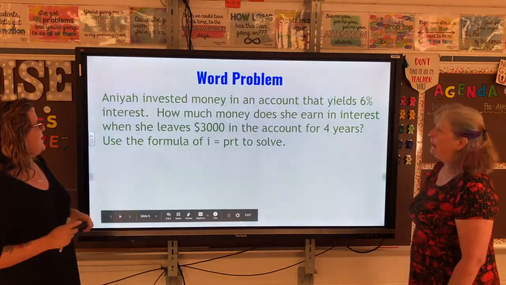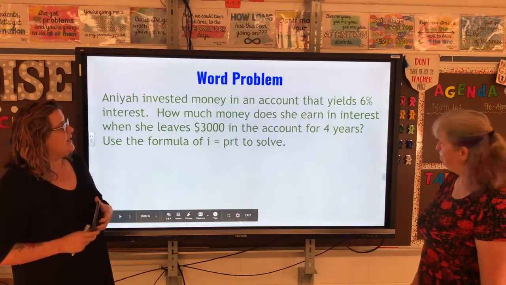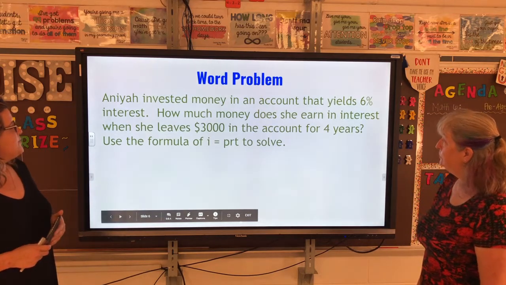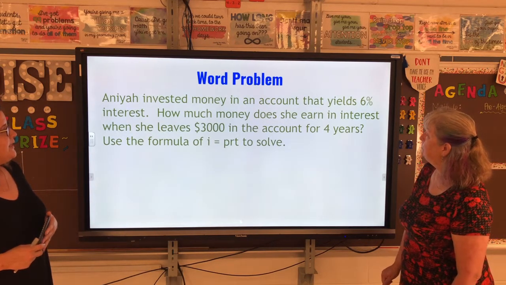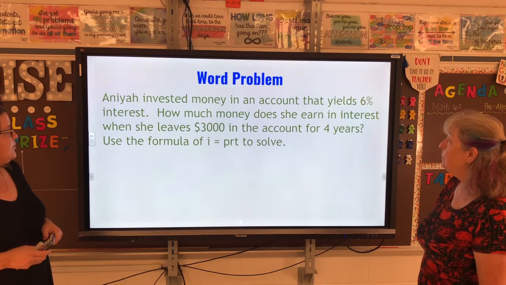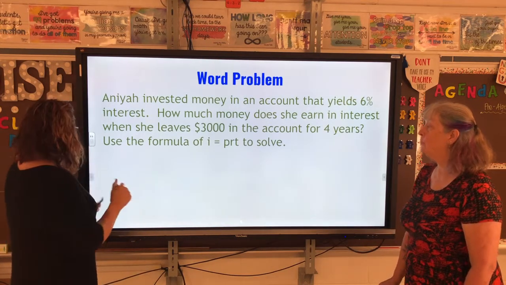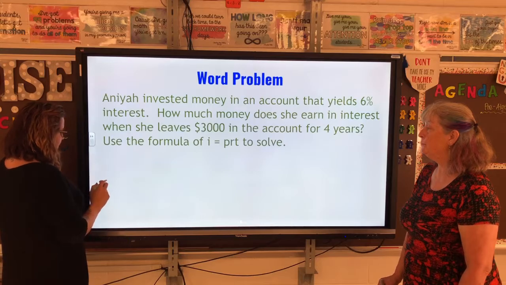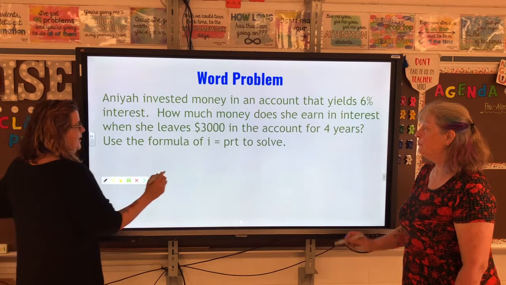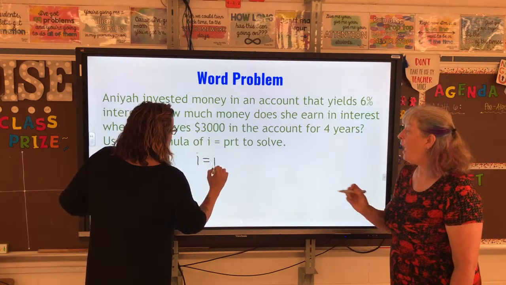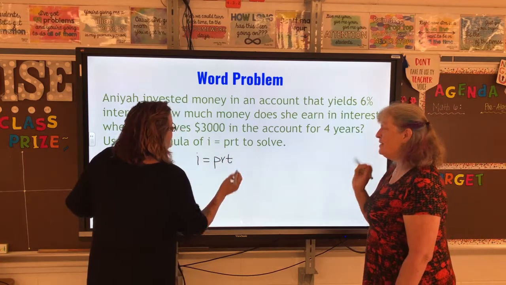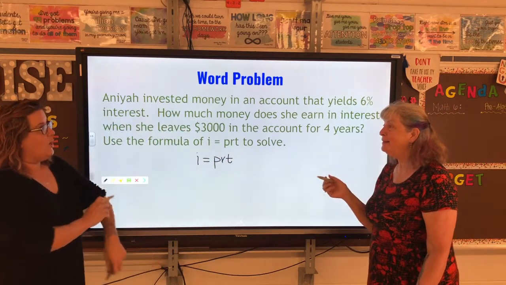Let's do another one. It says Anaya invested money in an account that yields 6% interest. How much money does she earn in interest when she leaves $3,000 in the account for 4 years? So again, I'm going to go back to that formula. It's always going to be I equals P. I was just about to ask, is it always that same formula? It is always, right?